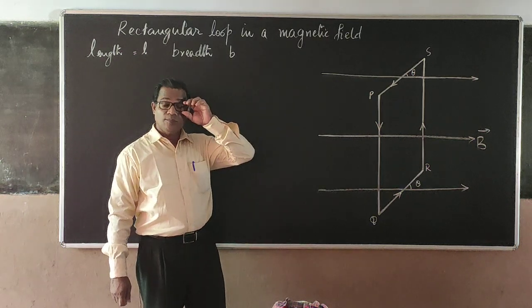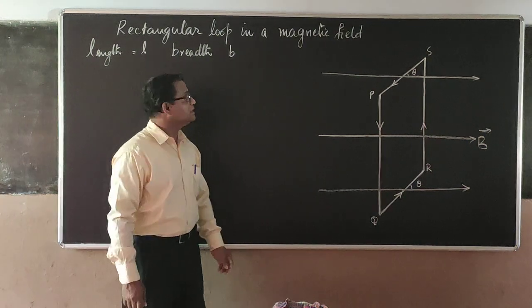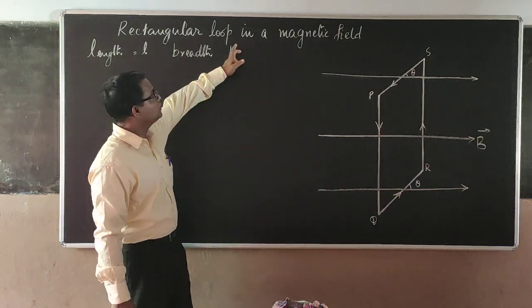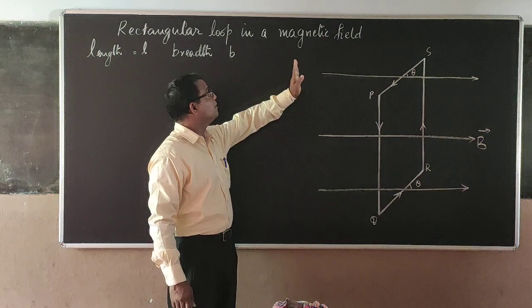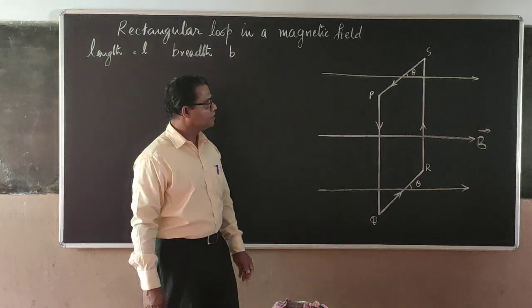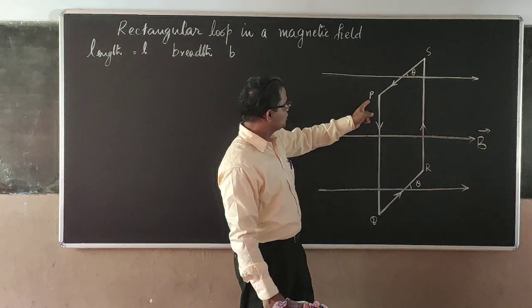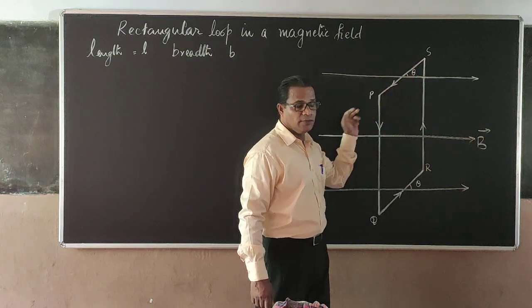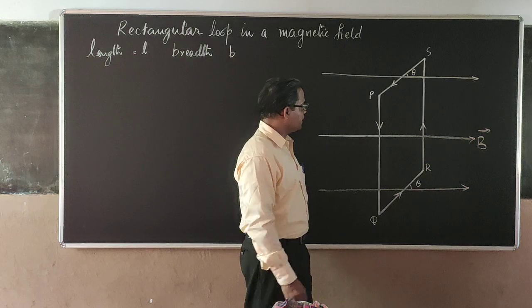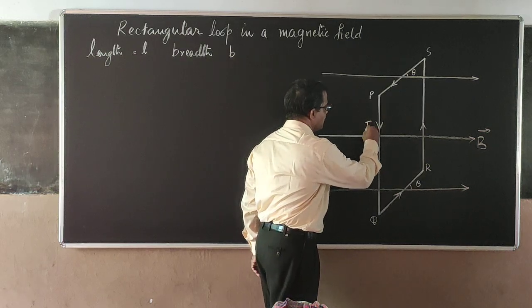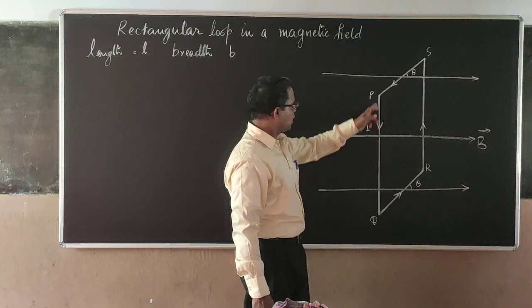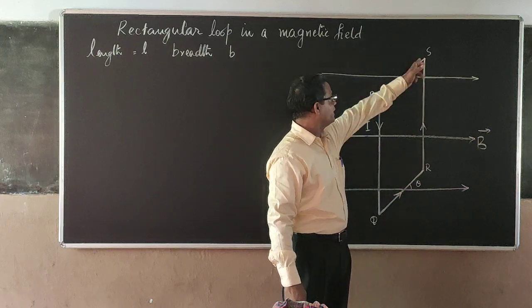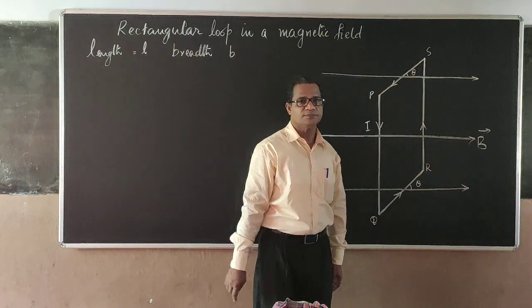In this session, we discuss the case of a rectangular loop in a magnetic field. So I consider a rectangular loop here, PQRSP, carrying a steady current I along P, Q, R, S, P, in the same direction.